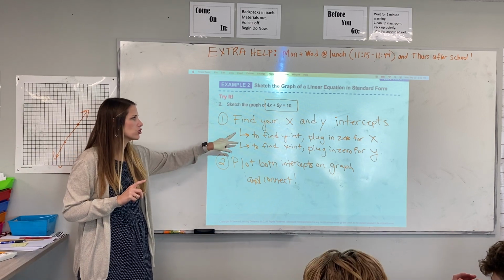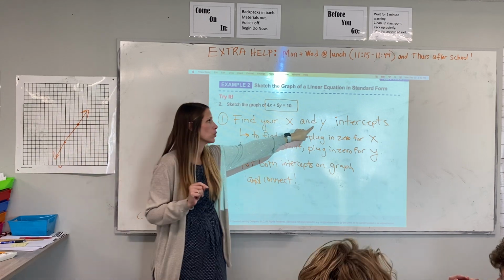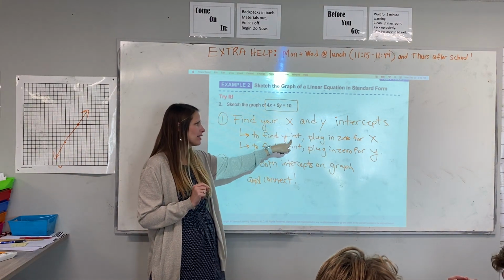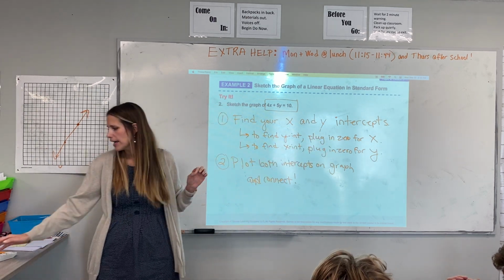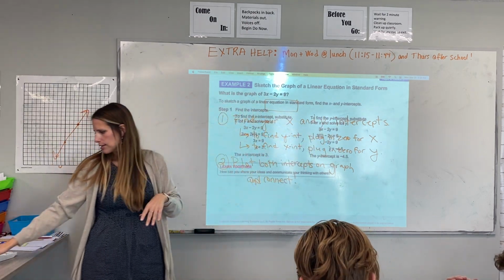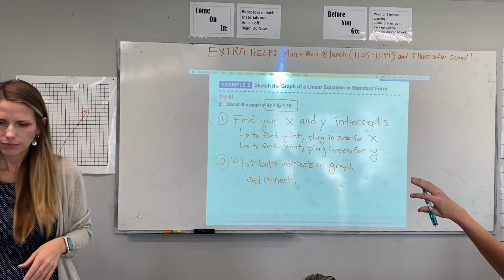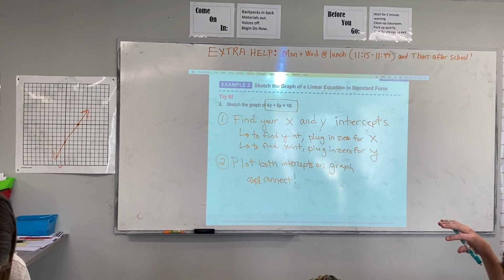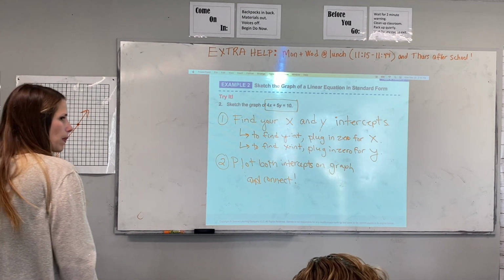Step 1 has 2 parts. You have to find your X and your Y intercepts. To find your Y intercept, plug in 0 for X. To find your X intercept, plug in 0 for Y. It requires 2 separate equations. I know you just didn't do them right. So when you plug in 0, Y is being multiplied times 5.